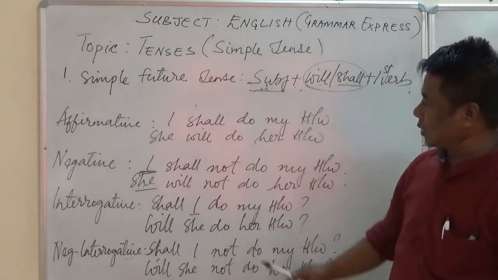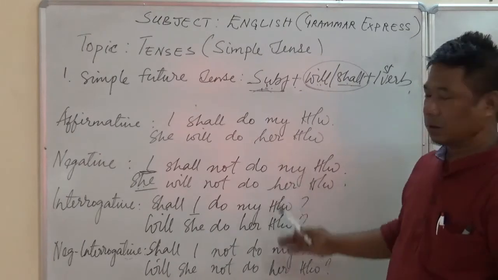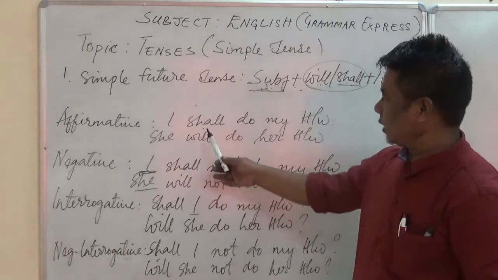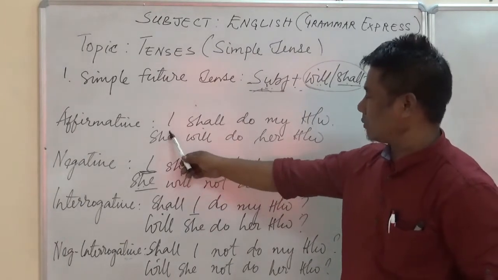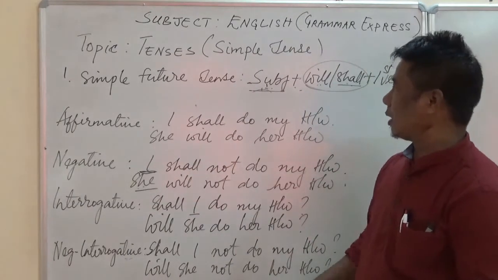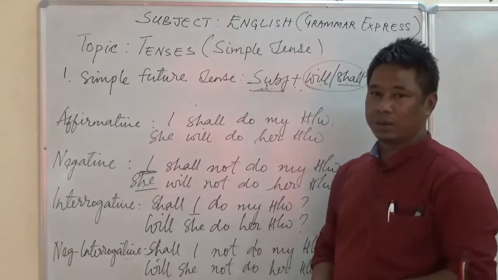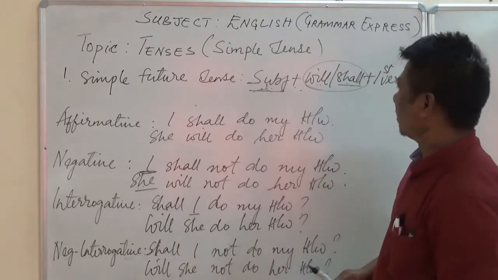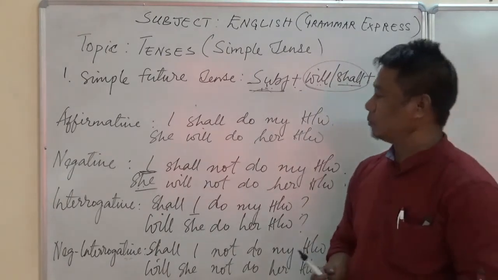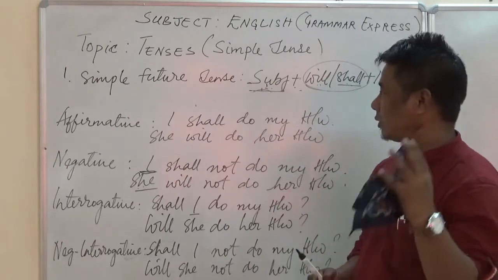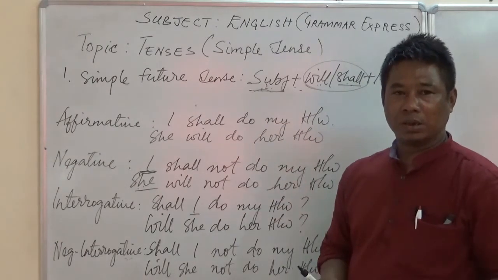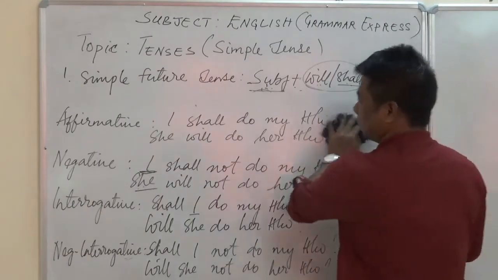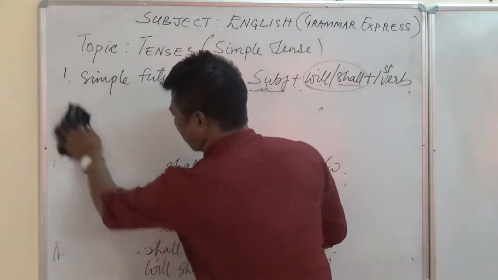We have finished the three simple tenses: simple present, simple past, and simple future. Let me sum up this one.